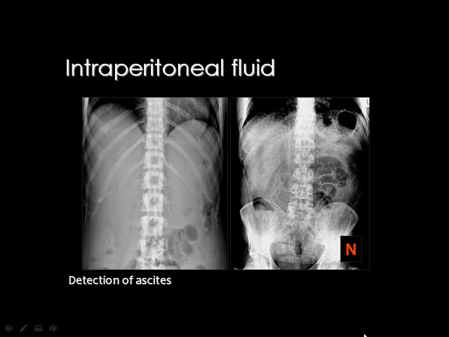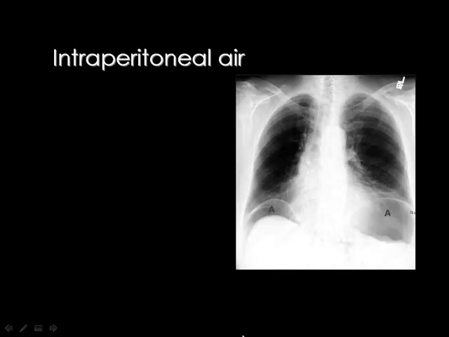Also, normally you can see in the plain abdomen a radiolucent line, or what we call the flank stripe, which is made of fat. And in cases where you have intraperitoneal fluid, this fat will not be seen, as you can see in this patient with obliteration of the flank stripe due to the presence of ascites.